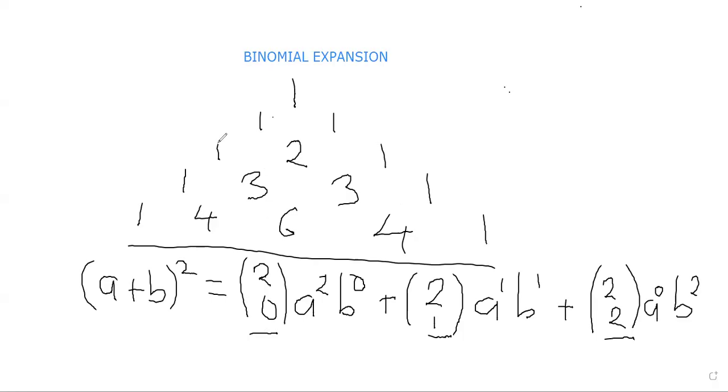So for the first piece, 2 choose 0, the answer is 1. That's the coefficient. And then this part here, 2 choose 1, the answer is 2. That's what we have there, and then 1. So Pascal's triangle only gives us the coefficients.